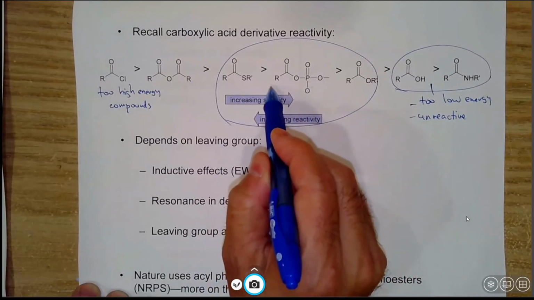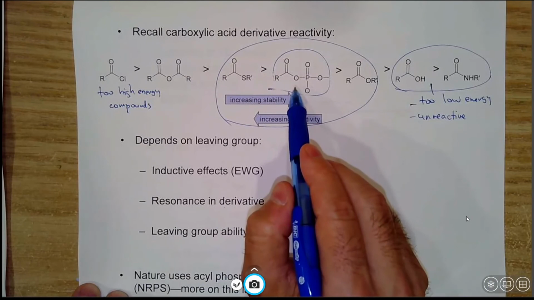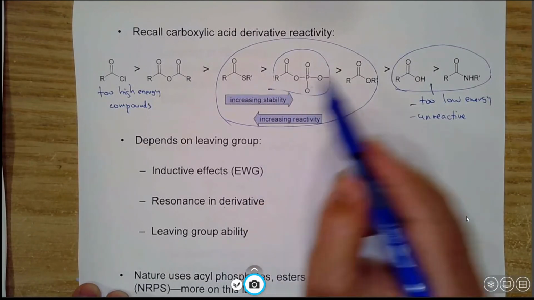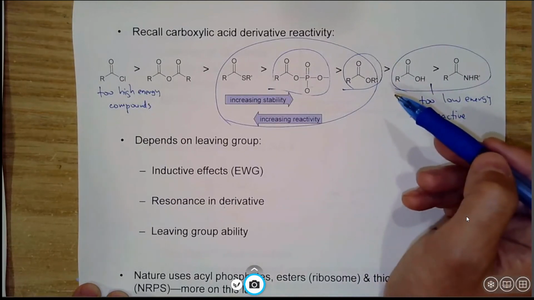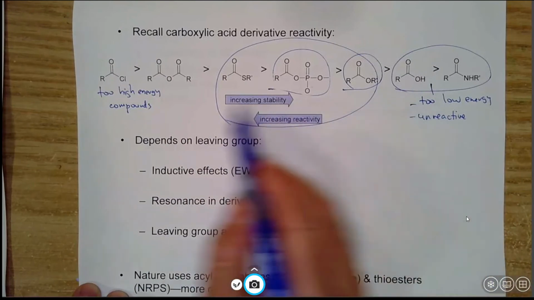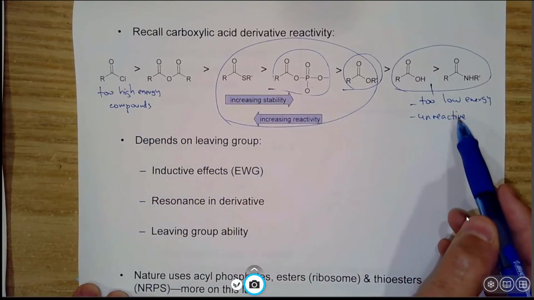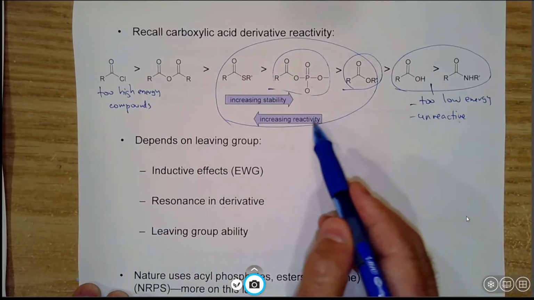This here is a phosphate ester. This is also very good. This is actually what biology uses to activate carboxylic acids. And this here is a regular ester. So as you go from left to right, you increase the stability but decrease reactivity. Conversely, as you go from right to left, you decrease the stability but increase the reactivity.